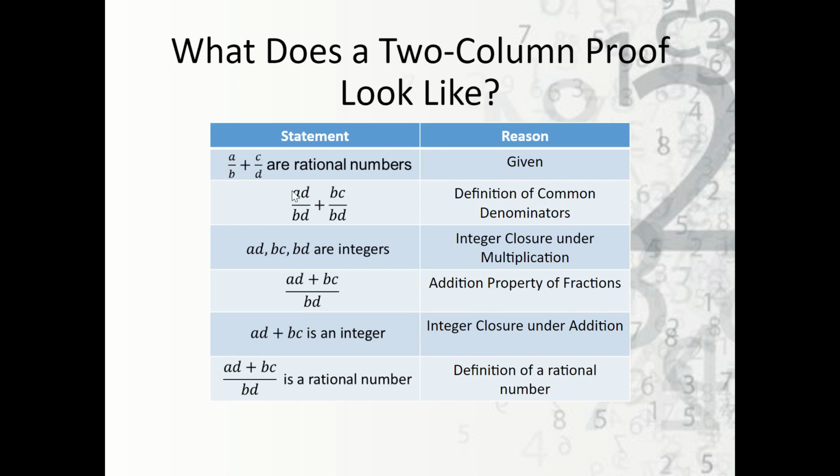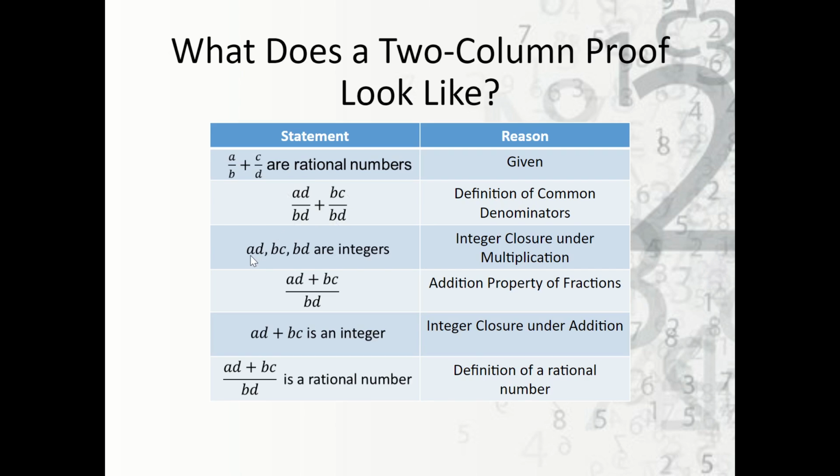So we can say that this is AD over BD plus BC over BD. How do we know that? Well, all we did there was to get from here to here, we found common denominators. And that's the definition of common denominators, right? That's something that we know to be true. So we use the definition of common denominators to be able to add these two rational numbers, even though they don't have common denominators already.